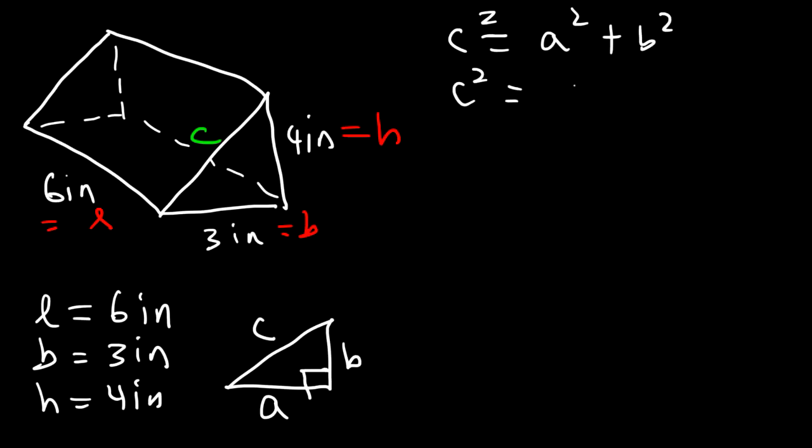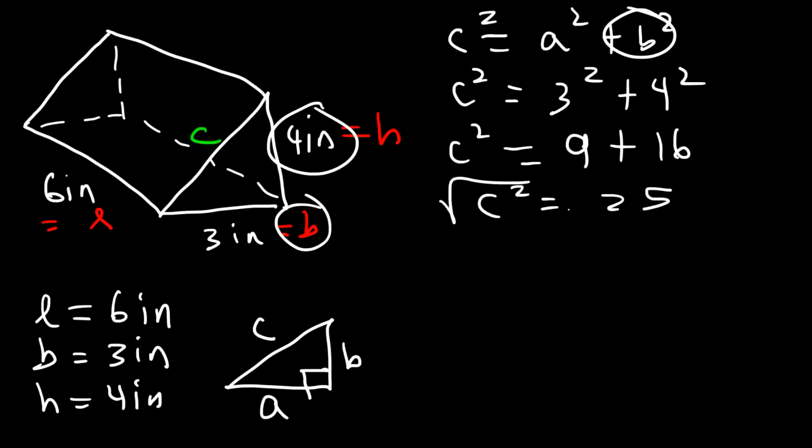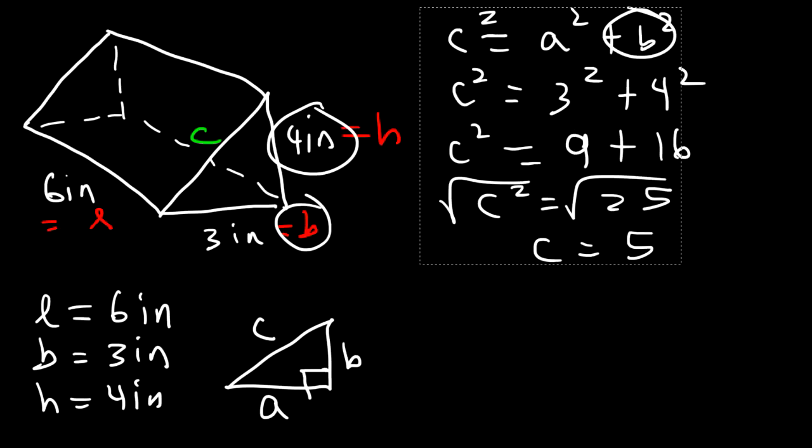A, in our example, is 3. B is 4. Don't confuse this B with this B. I mean, you can make it the same, and you can make this A, but just understand that this B that I've highlighted there, you can use it to represent 4 or 3. It doesn't matter. Three squared is 9. 4 squared is 16. 9 plus 16 is 25. And if you take the square root of both sides, this will give you 5. So that's the length of the hypotenuse.